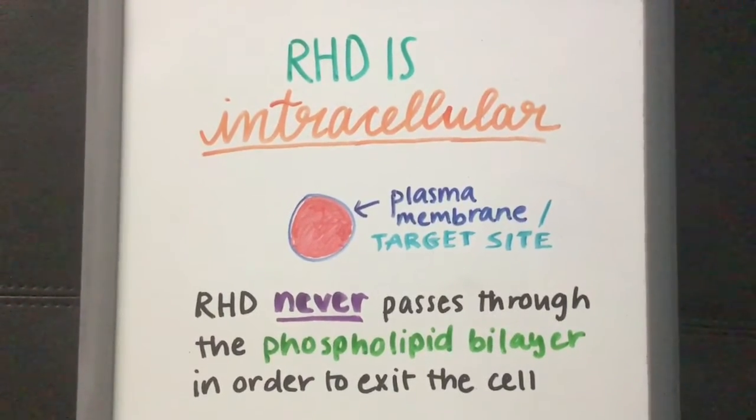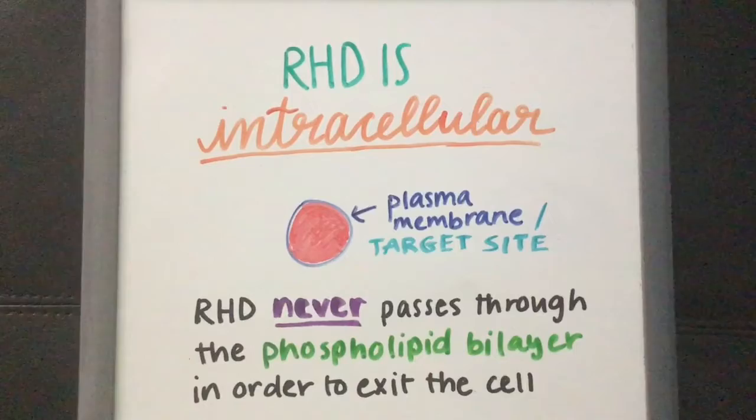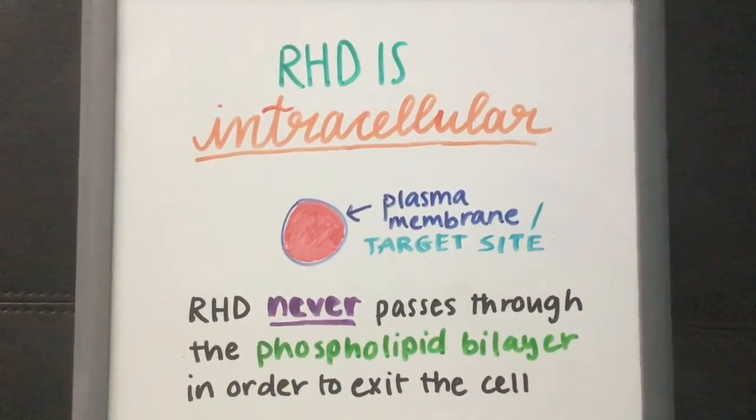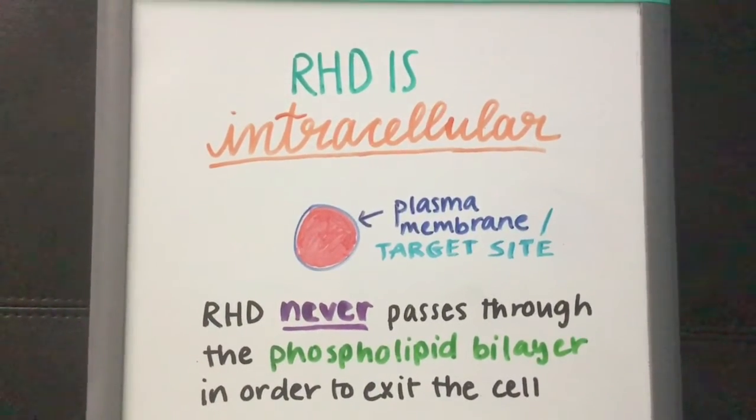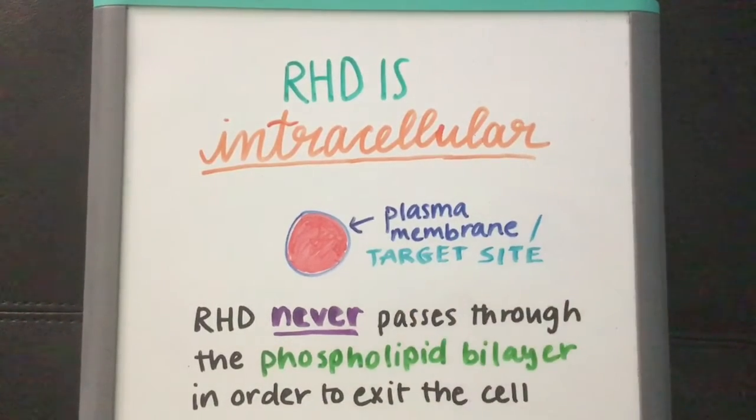RHD is intracellular, which means that it never passes through the phospholipid bilayer of the plasma membrane in order to exit the cell, and instead stays stationed at the plasma membrane. This means that the plasma membrane is its main target site.